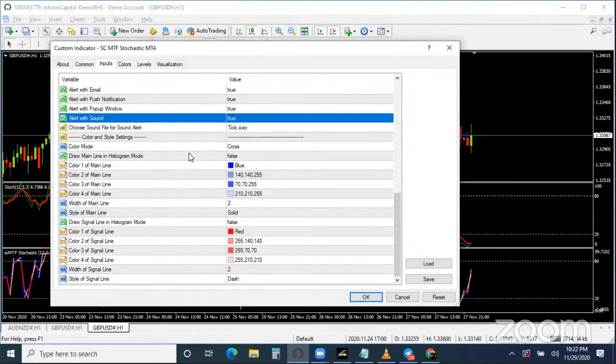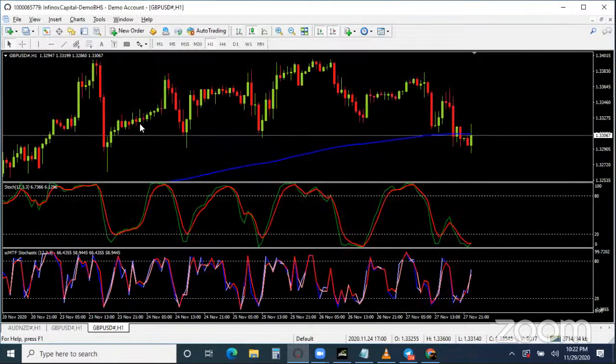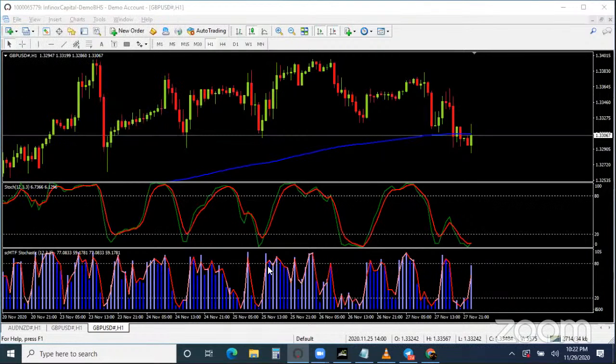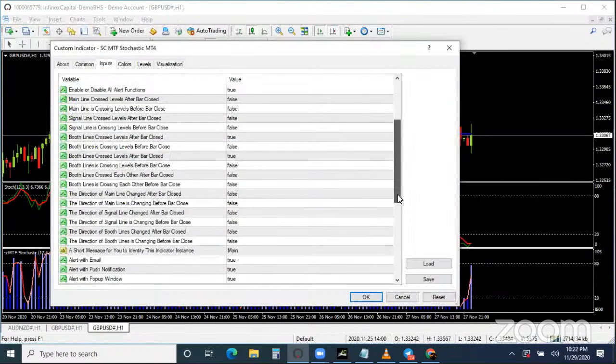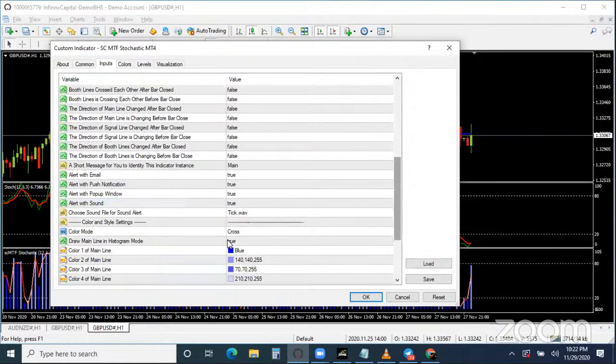Do you want it to draw it as histogram? I'll suggest you say false. If you say true as histogram, it comes like this and it's difficult to interpret, right? So you don't want it as histogram. You want it the way we know it.